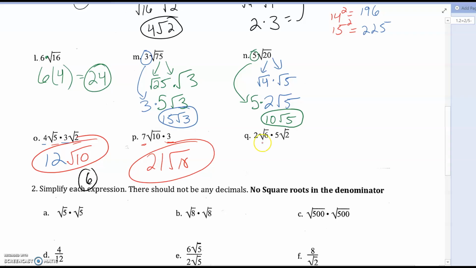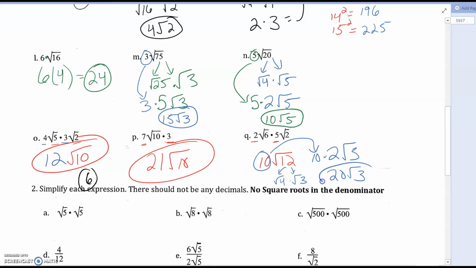Letter Q, outside with outside, 2 times 5 is 10. 6 times 2 is 12. But now, sometimes, I'm not going to be too picky with this, but after you multiply it, I can actually simplify the 12 down into a 4 and a 3, which gives me a 2 square root of 3, but I still have this 10 out here. Outside with outside, 20 square root of 3. I know it seems like a lot. Okay, this is just an introduction.